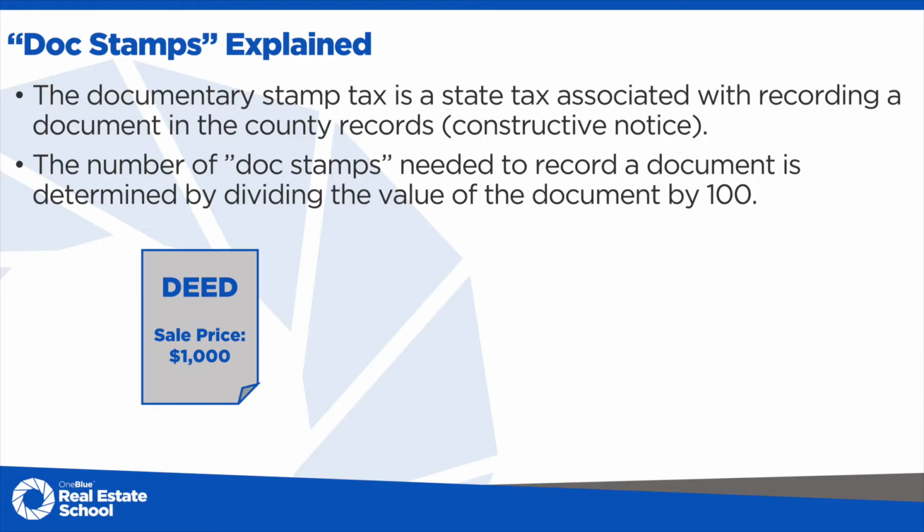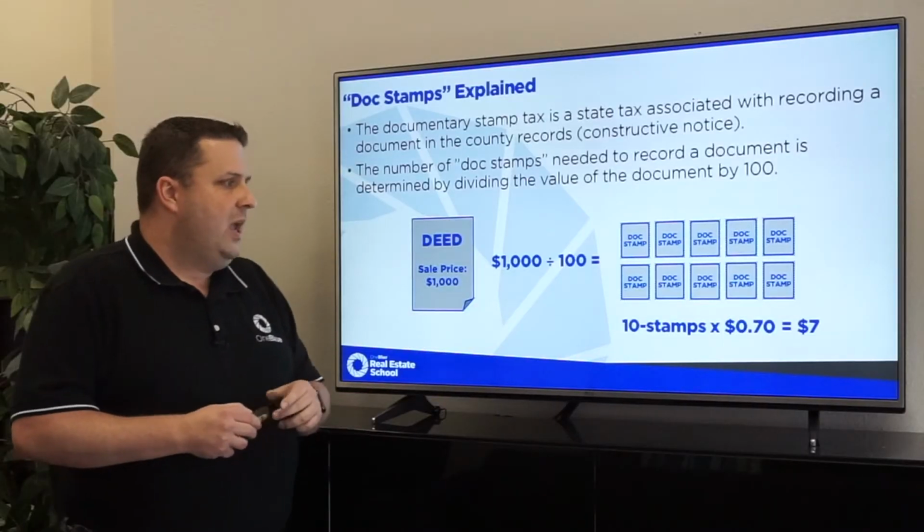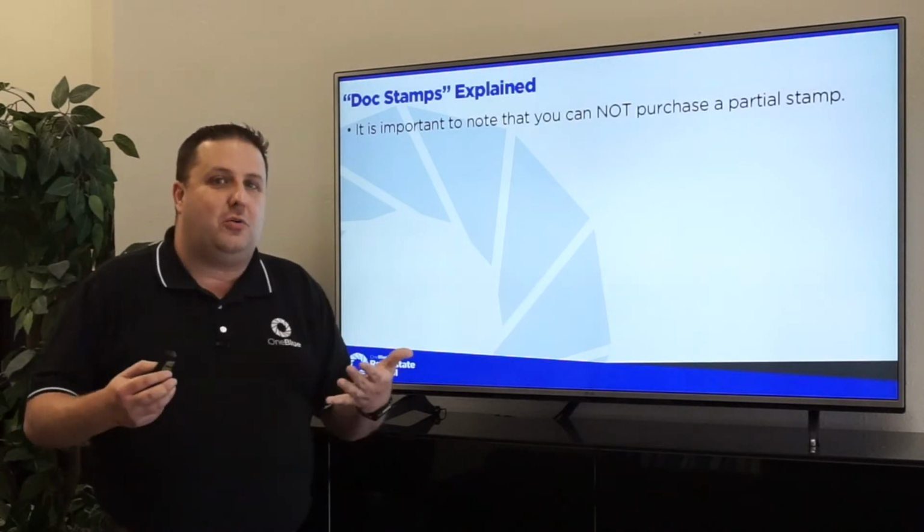Here's an example. Let's just say we have a deed, and that deed was for $1,000. How many stamps do we need? We take the sale price of $1,000, we divide it by 100, and that's going to tell us that we need 10 stamps. Now, the doc stamp on a deed is 70 cents, so we take that 10 stamps that we need, multiply it by 0.70, and if this was a real property, it would cost us $7 to record that deed. Now, we also need to note that you cannot purchase or use a partial stamp.